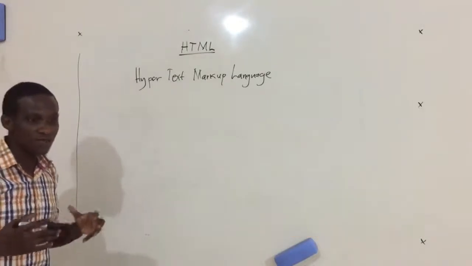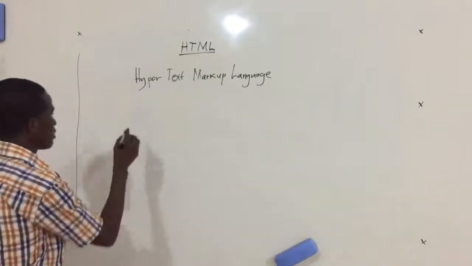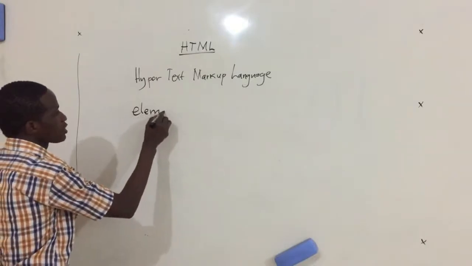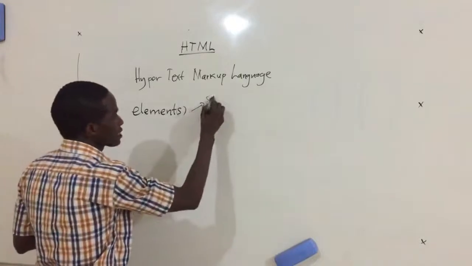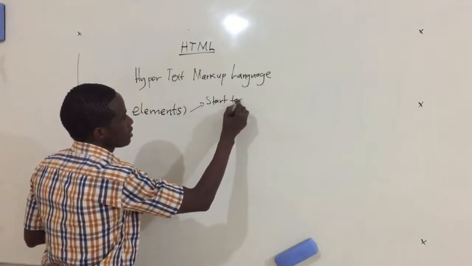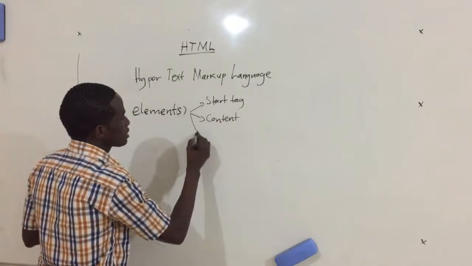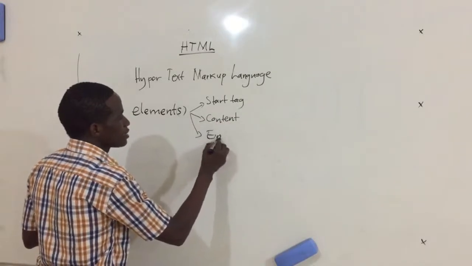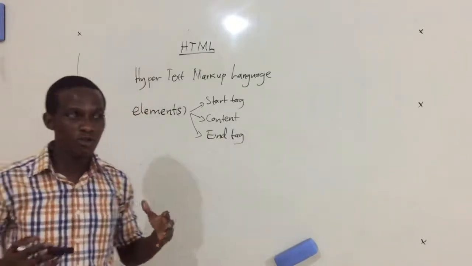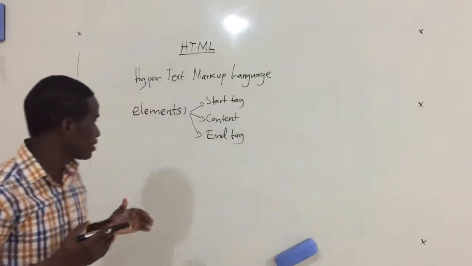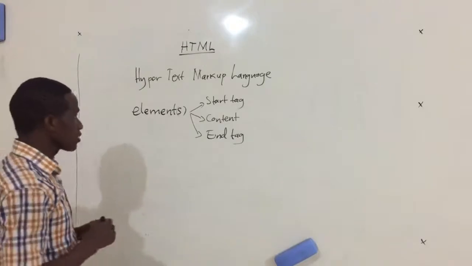HTML consists of a series of elements. This is very important in HTML: we have what we call the elements. An element of HTML has what we call the start tag, then we have the content, which is the web content, and lastly it has the end tag. So this is what HTML consists of. We are going to be seeing tags, the content and so many other things, right?